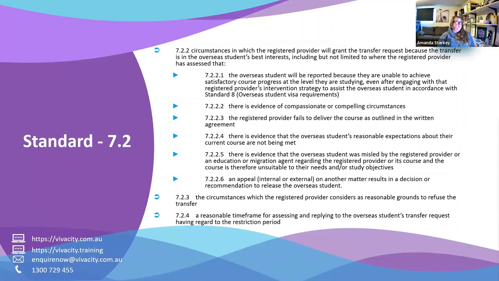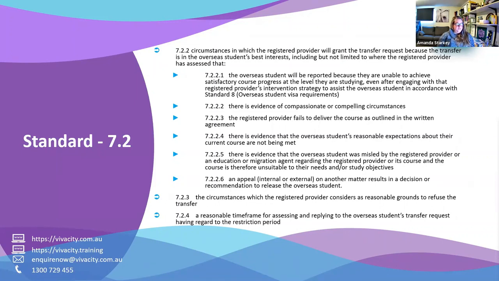Standard 7.2. So 7.2.2, circumstances in which the registered provider will grant the transfer request because the transfer is in the student's best interest, including but not limited to where the registered provider has assessed that the overseas student will be reported because they are unable to achieve satisfactory course progress at the level they are studying, even after engaging with that registered provider's intervention strategy to assist the overseas student in accordance with Standard 8. There is evidence of compassionate or compelling circumstances.